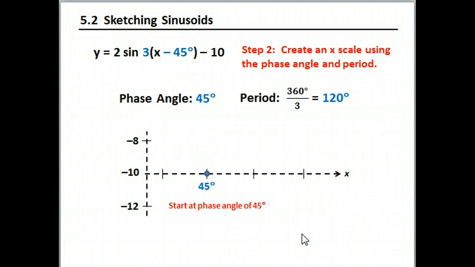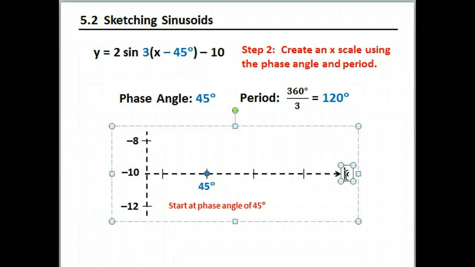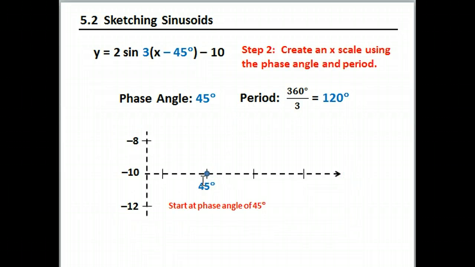Okay, where do we start? We have to check our phase angle. Here in our equation, it says x minus 45 degrees. Therefore, our phase angle is going to be 45 degrees. That's where we will start this graph. It is a sine curve, so we know it's going to start crossing, whoops, not the x-axis, but it's going to cross this x scale that we have created. This, not quite the x-axis, I guess I could call it. We're going to start it at 45.